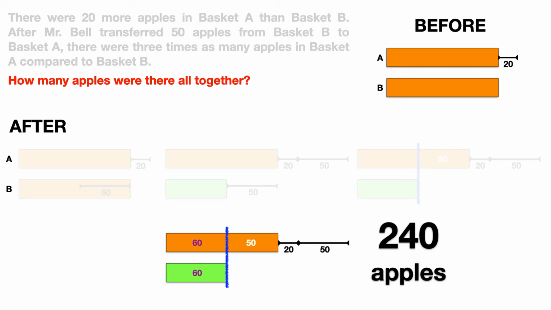Thus, to answer our question, we would have 60 apples in basket B and 180 apples in basket A, for a grand total of 240 apples all together.